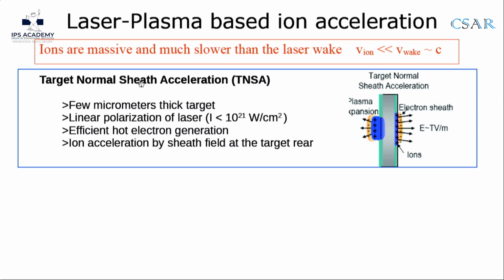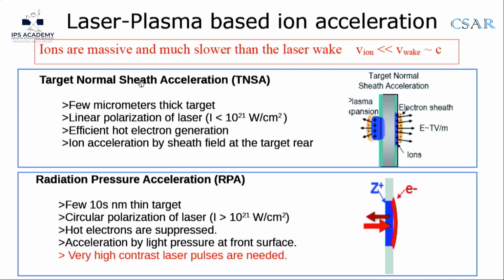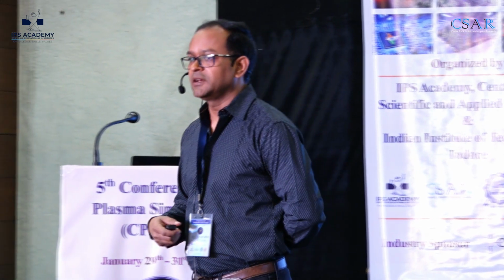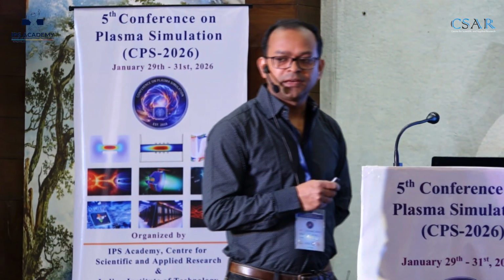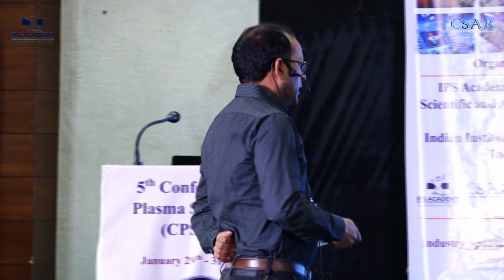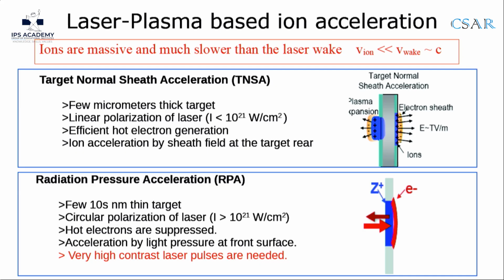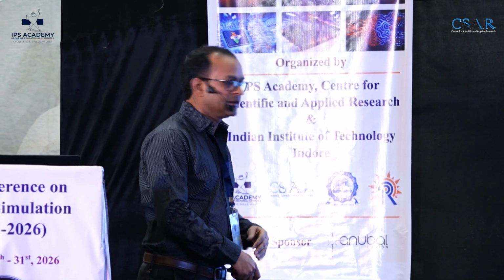There is also an alternative mechanism called radiation pressure acceleration, where we don't have these thick targets. We have to go for a very thin target, of the order of a few tens of nanometers, because we don't want hot electrons to be generated; this mechanism is based on radiation pressure. So we have a circularly polarized laser pulse, which suppresses these hot electrons, and then the target behaves as a piston. It is based on the pressure of the laser pulse, and because of the reflection of the laser pulse, we have an efficient momentum transfer. As the electrons move as a whole, the ions follow and get accelerated to very high energies.